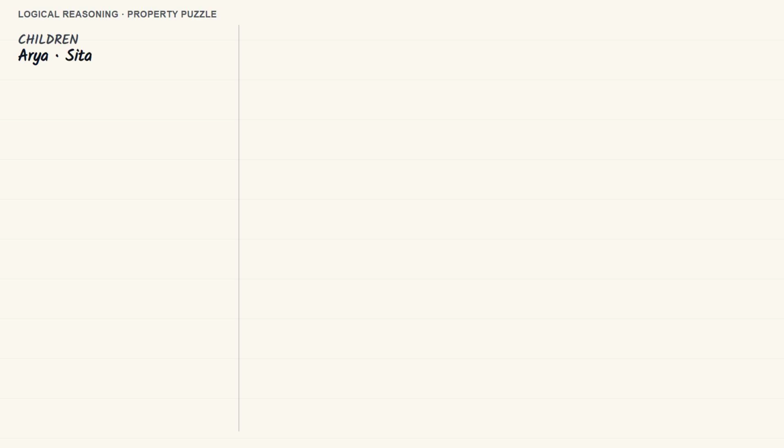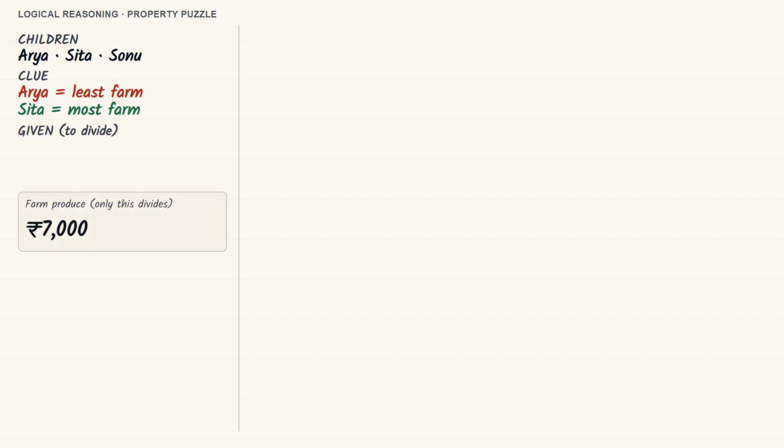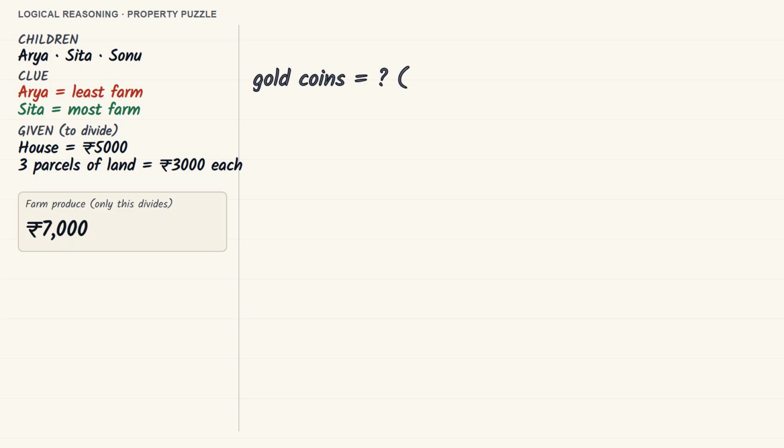We have 3 children. The clue tells us that Arya gets the least farm produce and Sita gets the most. But we cannot say who is who yet. So for now, let us work only with what each child holds. What is there to give? Farm produce worth 7,000, one house worth 5,000, and 3 parcels of land, each worth 3,000. She also has some gold coins, but we are not told how many, and they are shared equally. So they do not change our answer. Let us set them aside.